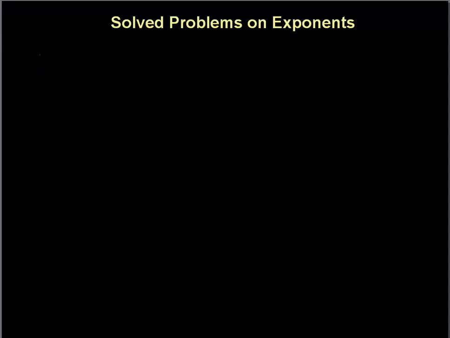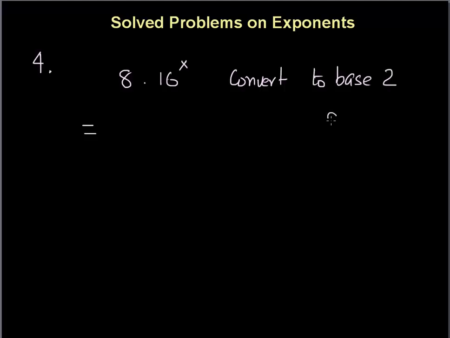Okay, so let's try another question, and this could be on a base again. Number 4: I'm writing here 8, multiplied by 16 to the power x. And what we want to do again is convert this to base 2, right? So let's solve it. We know that 8 can be written as the factors 2 into 2 into 2, right? So I can write 2 to the power 3 actually.